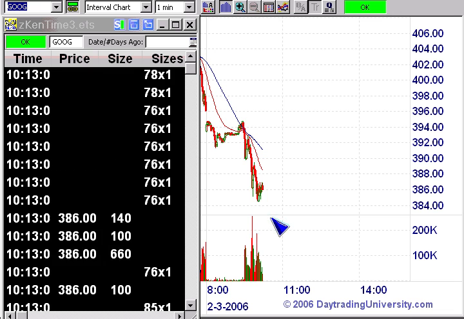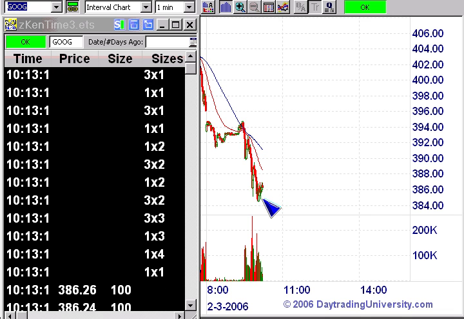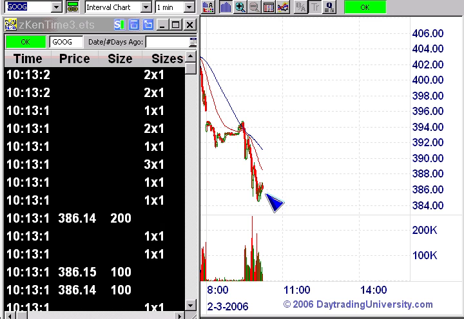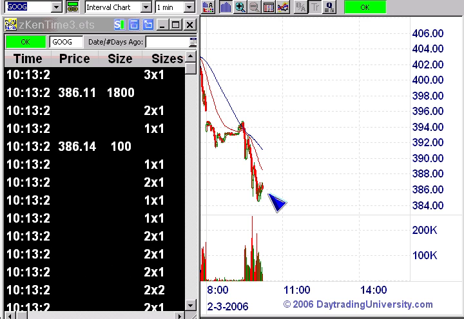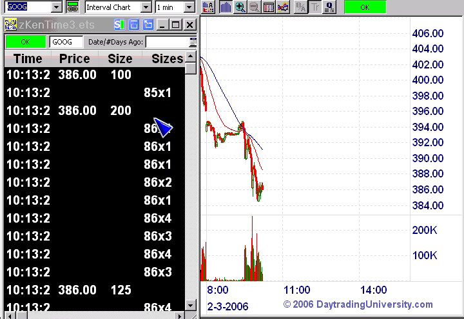Short, pros only, because the tape is starting to speed up. Now this is one of those times where you have to be disciplined. As much as I would want to call a short here at 385.7, I'm going to hold off on it unless I see the numbers flip.